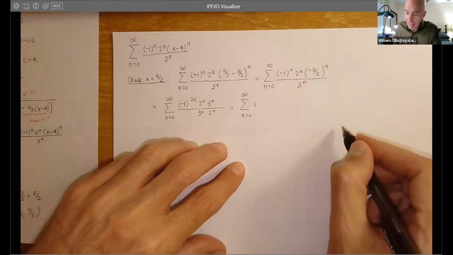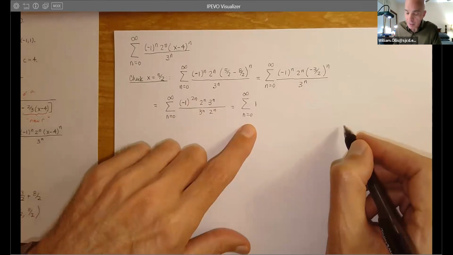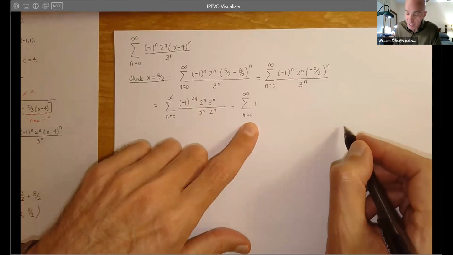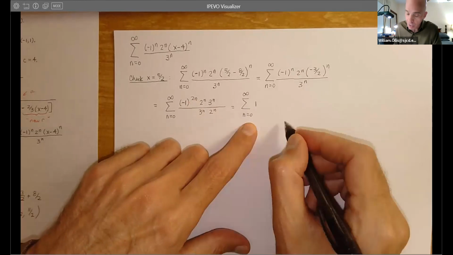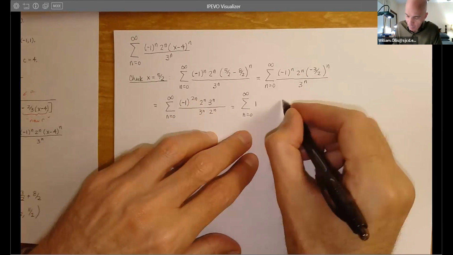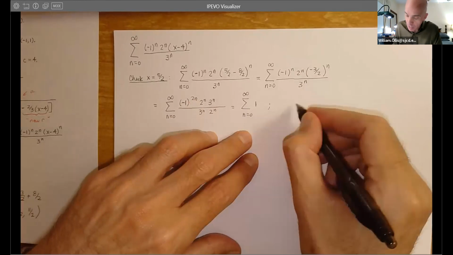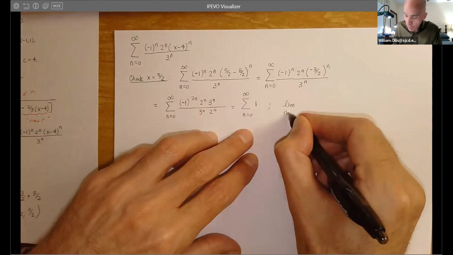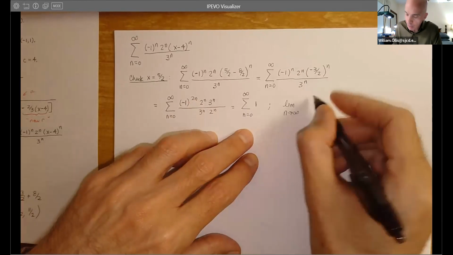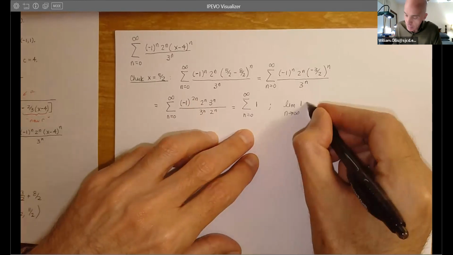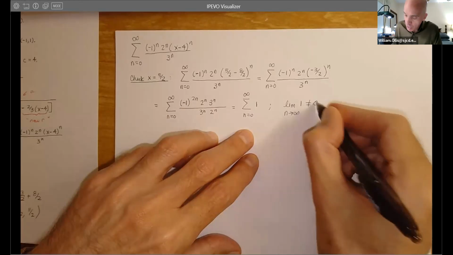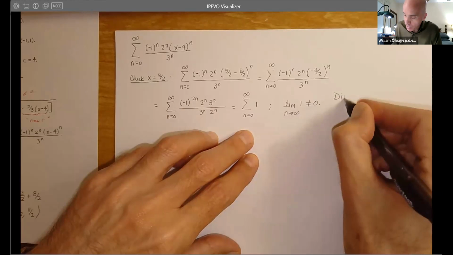And you don't need me for this. This will never converge because the limit of 1 is not 0. So when it's easy, right? The limit as n approaches infinity of 1 is not 0. So it diverges by the divergence test.